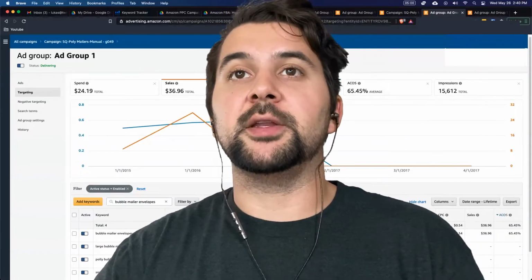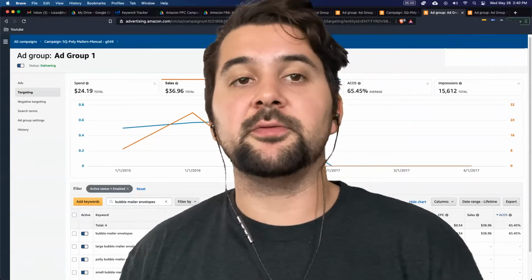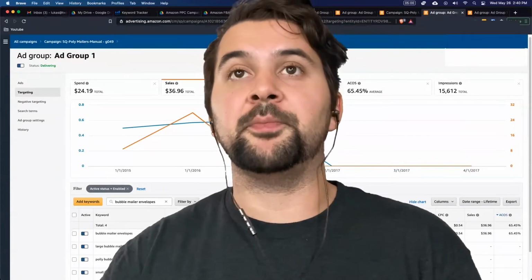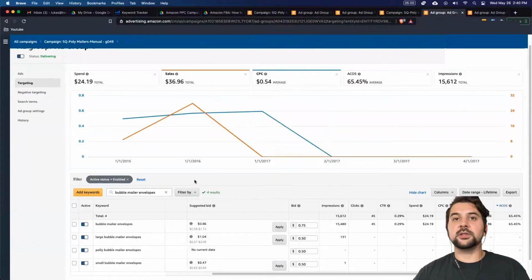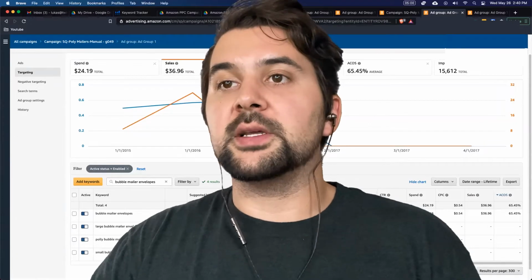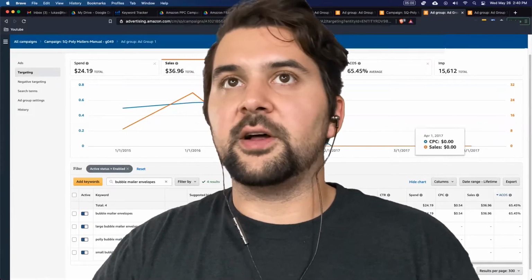Another thing to keep in mind is that over time, CPCs just go up on Amazon. It's happened for as long as I've been in the industry. CPCs just generally go up over time. And you can get into situations. So here we have bubble mailer envelopes, really good keyword for us. 65.8 cost, not amazing, but we're getting sales and we're below 100%, so not terrible. We're at a 75-cent bid, but then all of a sudden in February we just fell off the map.